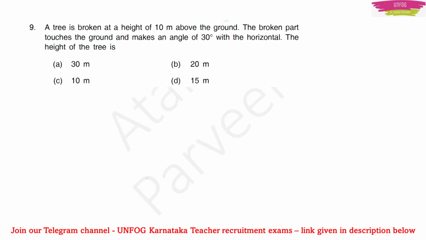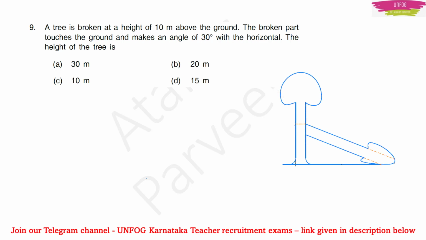Next question. A tree is broken at a height of 10 meter above the ground. The broken part touches the ground and makes an angle of 30 degree with the horizontal. The height of the tree is. So this will be the figure for this. Now here, if you draw a triangle like this, so this one will be your hypotenuse, right? And this one is 10 meter.